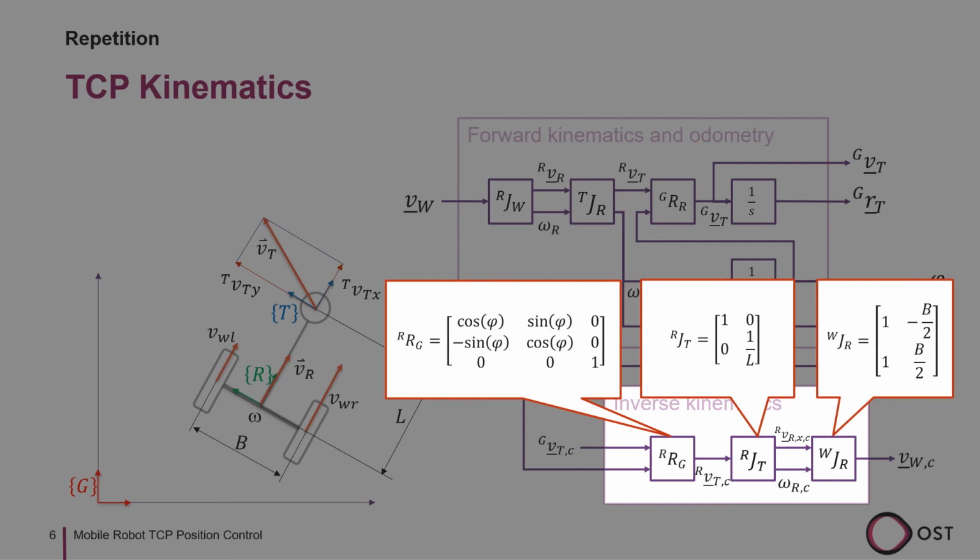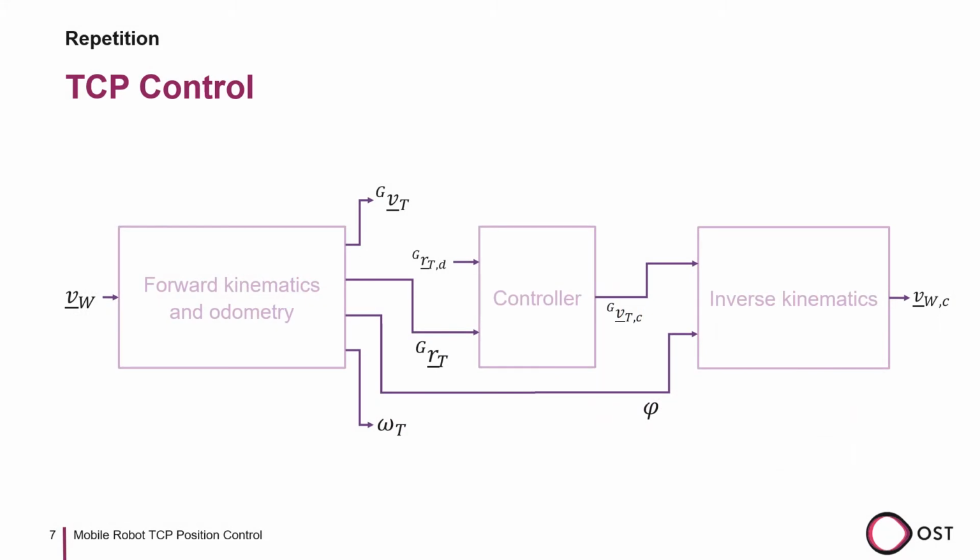After this short recapitulation of the forward and inverse kinematics, the main question remains: how can we control the position of the TCP? Obviously, a controller is needed for this task. The controller has the actual and desired global position of the TCP as inputs, and the output is the necessary global velocity of the TCP. From this velocity, we can then calculate the wheel velocities with the inverse kinematics. But let's have a closer look at the controller.